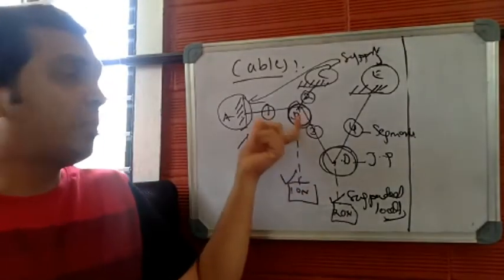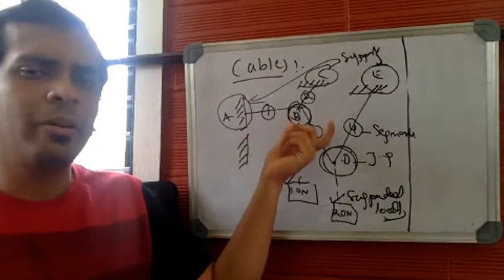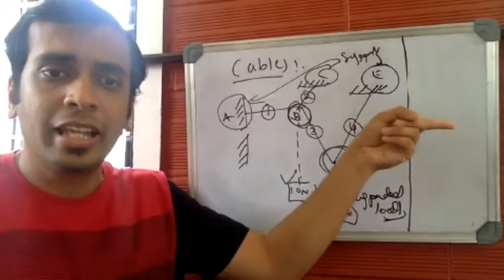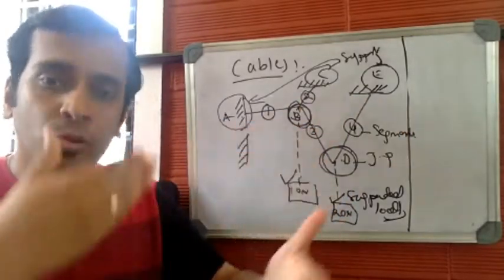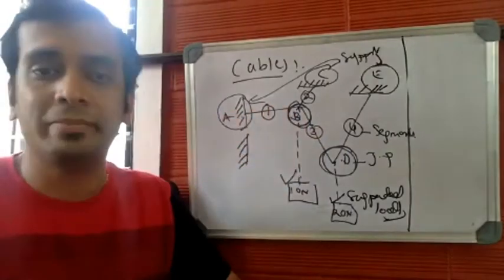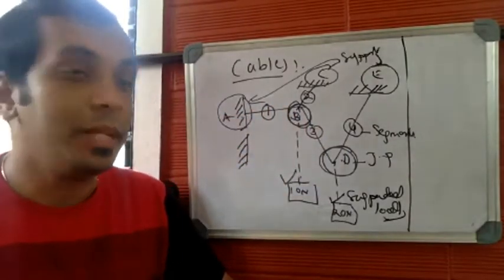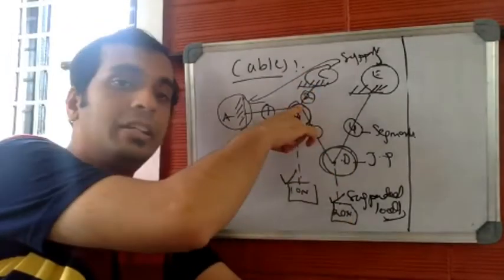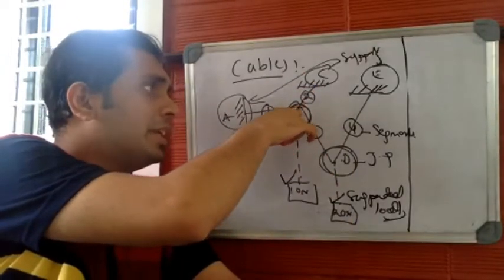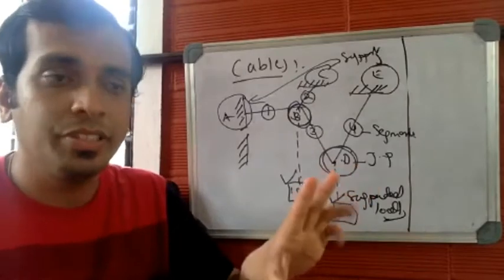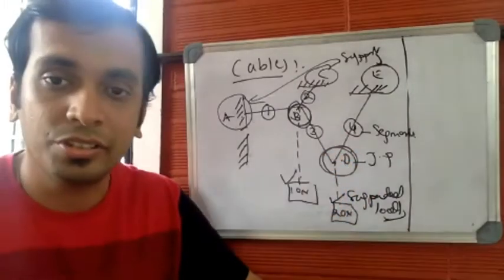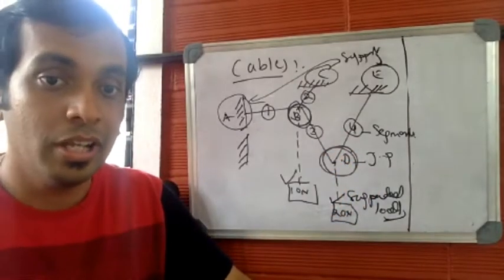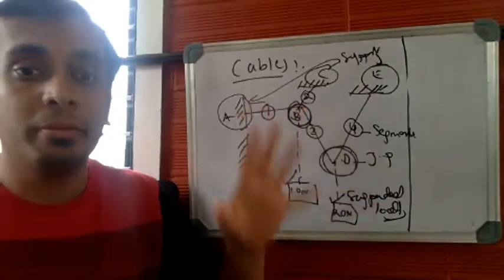And finally, the most important terminology is the junction point. A junction point is a point along the cable arrangement where 2 or more than 2 cable segments come and meet. So AB, BD, and BC come and meet at the point B. So B is one of the junction points, and even D is the other junction point. So these are the terminologies which you are supposed to remember.